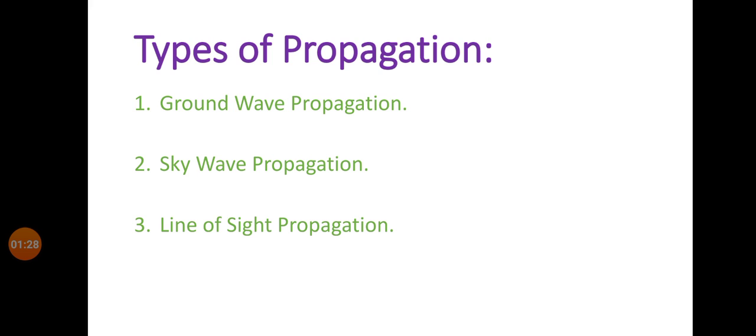Before that, propagation means what? Propagation means transmitting the data from transmitter to receiver. So this process we call as propagating the data, means transmitting the data. And unguided media uses some types of propagation, so that we are going to study.